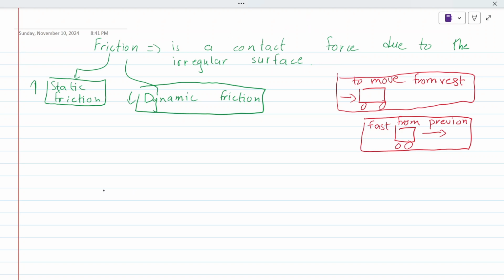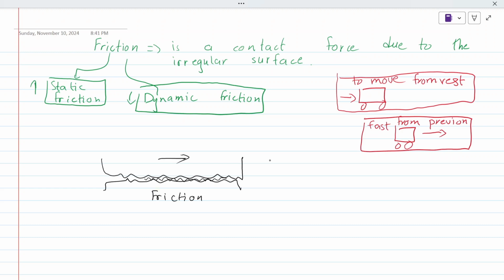How is friction formed? First of all, you have to notice, every body is rough like this if we zoom in, and the other body is also like this if we zoom in. Now, if this body slides on this body, then there is a force between these pores. This is called friction.